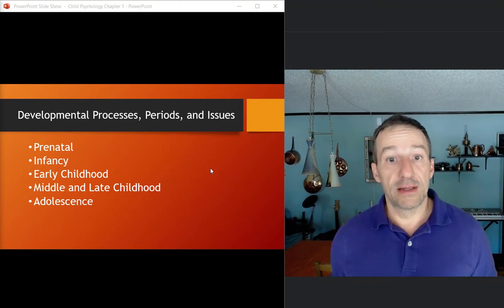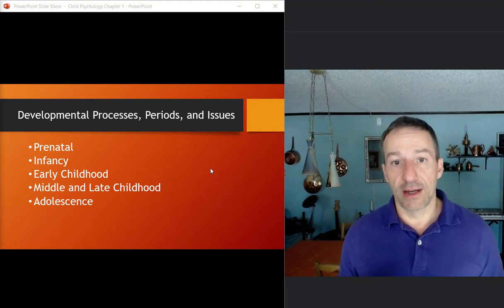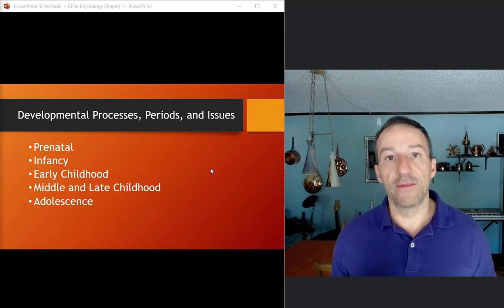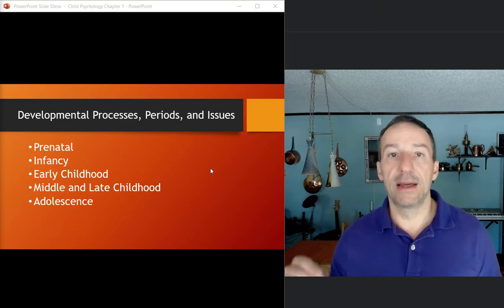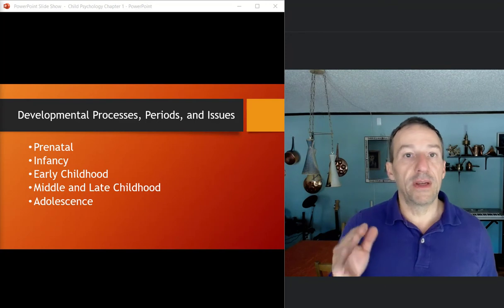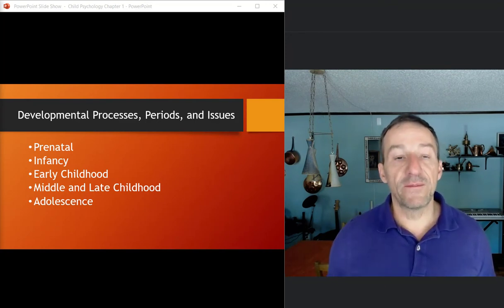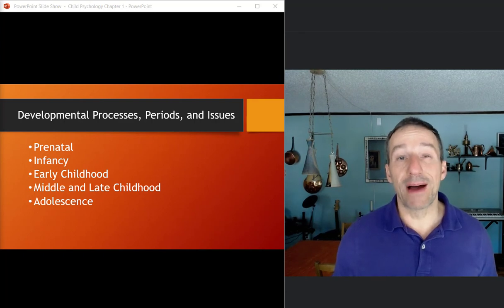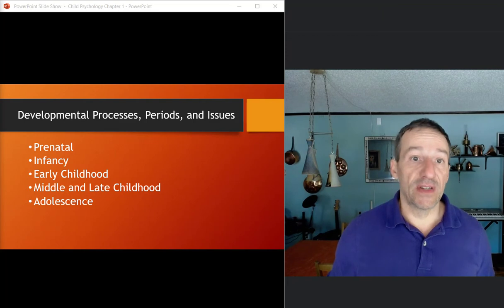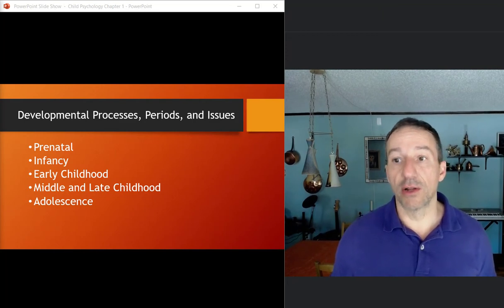For the periods, these are the periods that we're going to look at in child psychology: prenatal, infancy, early childhood, middle and late childhood, and adolescence. Just briefly, prenatal is from conception to birth, roughly 9 months. Infancy is from birth to about 18 to 24 months. Early childhood is from the end of infancy to about 5 or 6. So this is also called the preschool years.